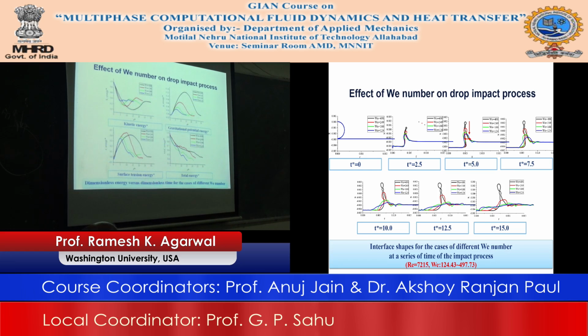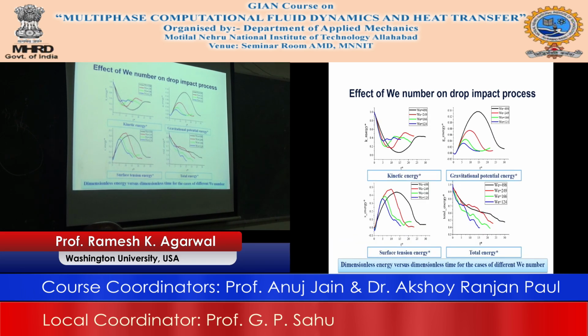Okay. So now there are a lot more details of the effect of the Weber number on the impact process. It turns out that the Weber number is the non-dimensional number that is the key in understanding the physics of this problem, and not the Reynolds number. So that is the final conclusion.